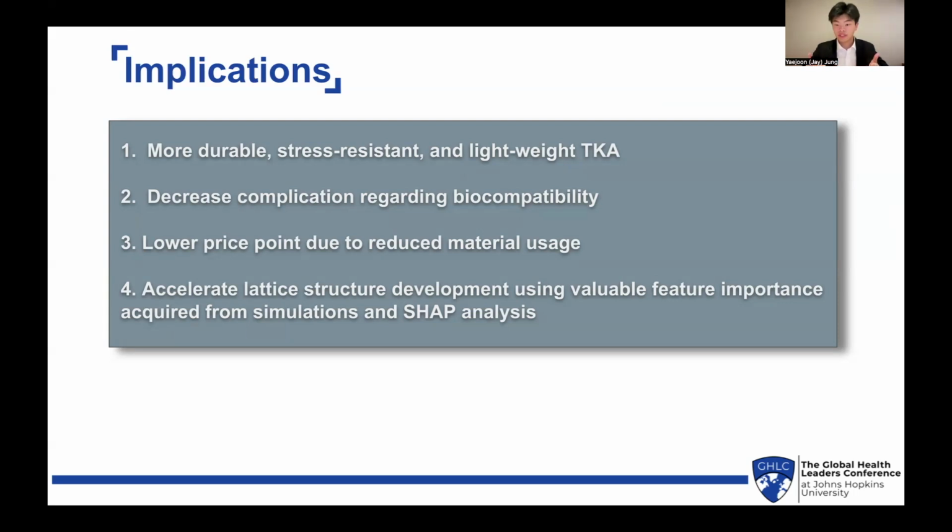As mentioned in my presentation, this lattice structure is very porous. Since we use less titanium, which is really expensive, this TKA can be produced at a very low price, ultimately making sure that it's available for all socioeconomic classes. Fourth, by conducting the study within 50 FEM simulations, I present a new way of fast and efficient lattice structure development that can be used in future studies as well.